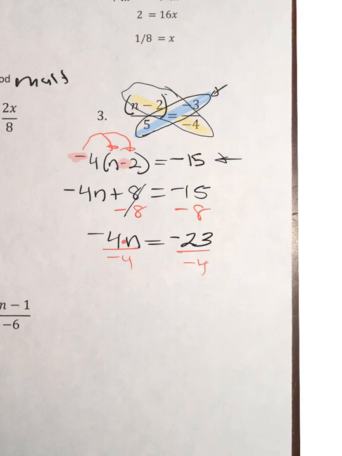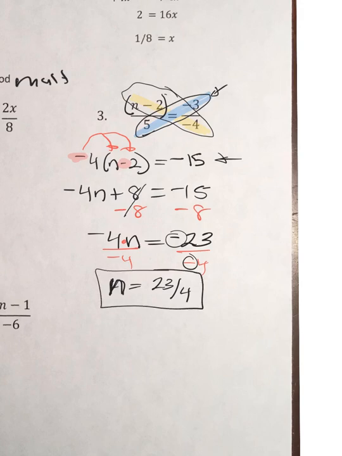And that gives us n equals, and then a negative divided by negative is a positive 23/4, because 4 times 6 is 24. So that's not going to come out to be an integer answer. It's going to be a fractional answer. And don't forget to watch your signs. One more to go.